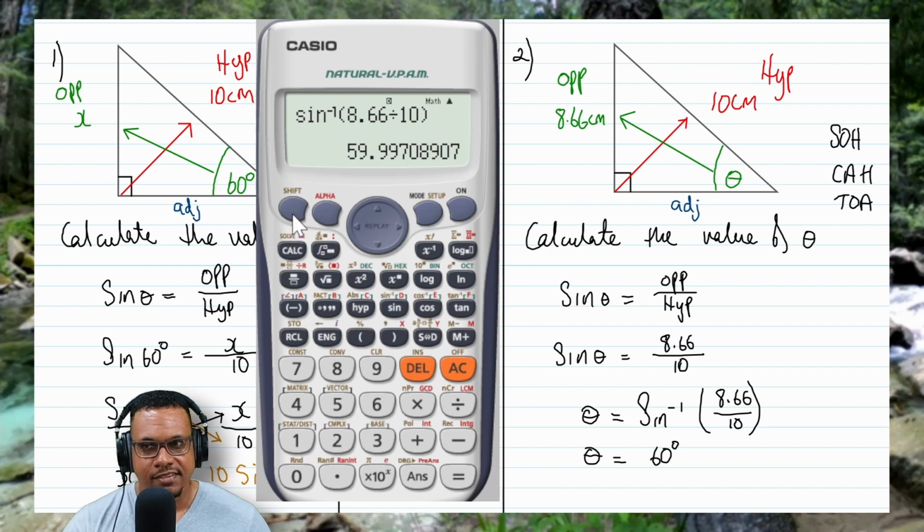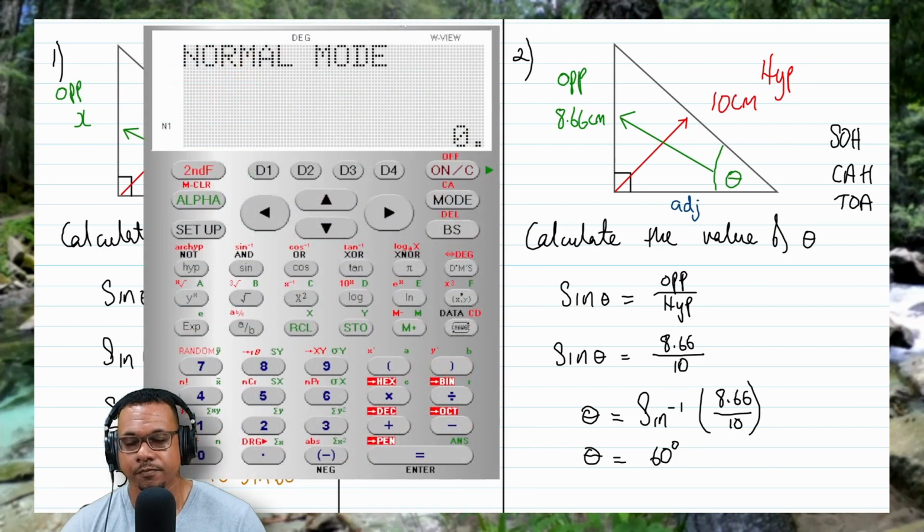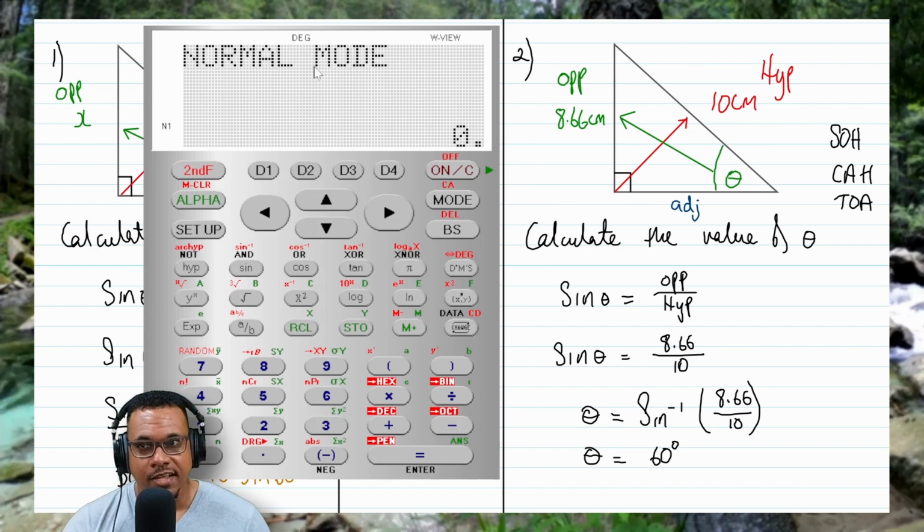Now, not all calculators have the shift button. Some calculators have a button called second function. So let's bring up a calculator with the second function button. All right, so notice this calculator marks DG at the top. That means the calculator is in degrees. So all angles that we enter or are trying to find will be given in degrees for this calculator.